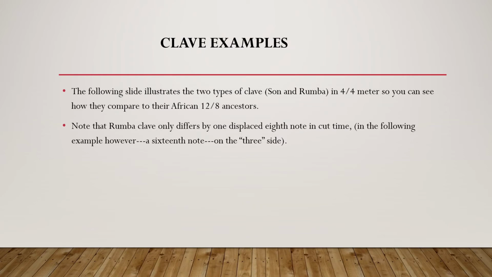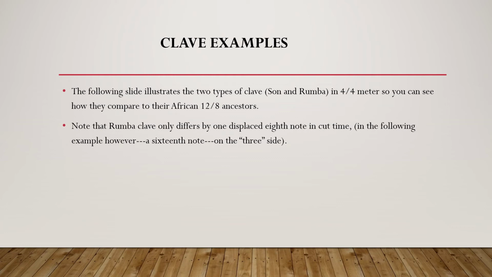Clave examples. The following slide illustrates the two types of clave, son and rumba, in 4/4 meter this time, so you can see how they compare visually to their African 12/8 ancestors. This 12/8 pattern has been referred to as the Mother 12, and when played in a folkloric African setting authentically, it has been played on a hoe blade with a very thick wooden mallet. And you'll see the pattern is very similar, but in a triple subdivision as opposed to a duple one.